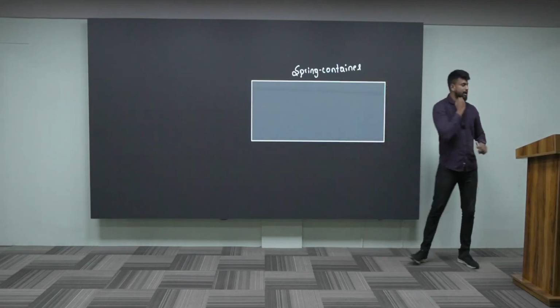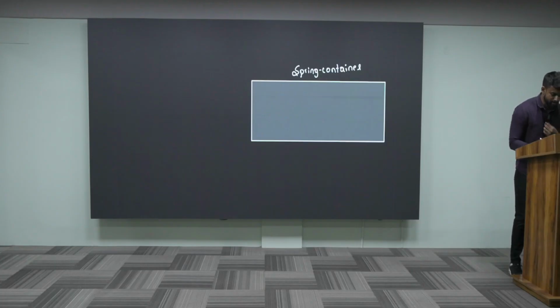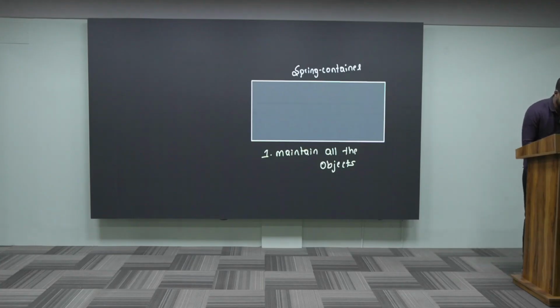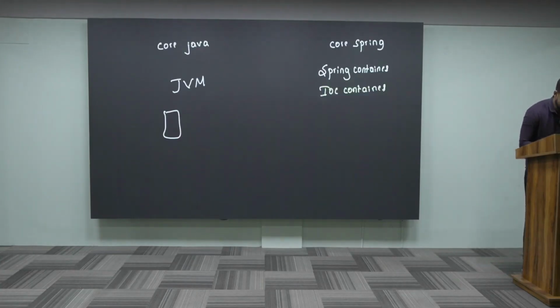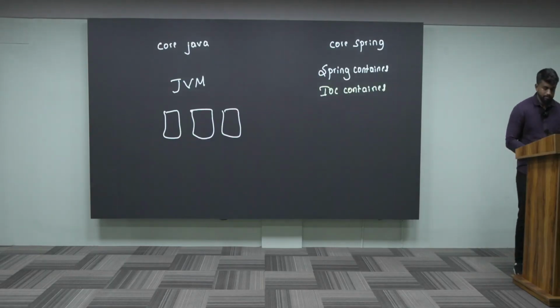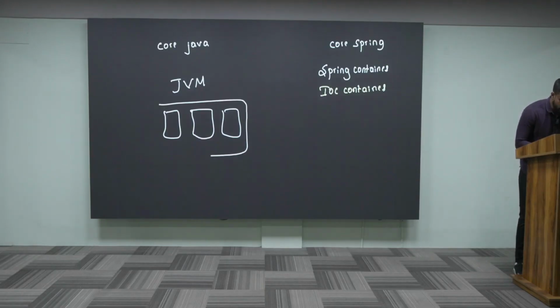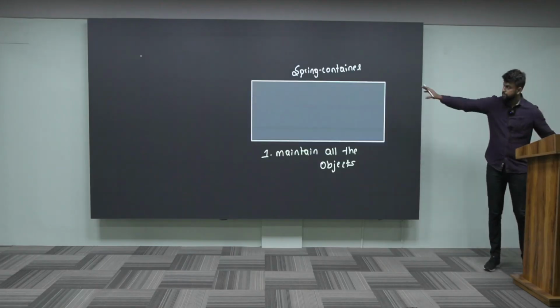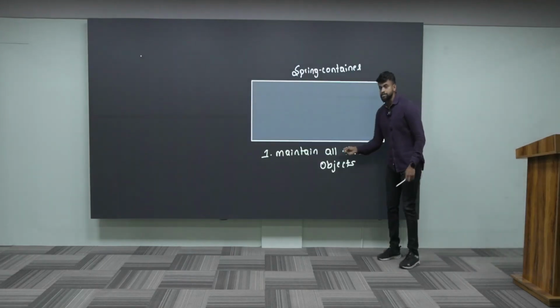Okay, sir. What is his work, sir, if you ask me? Number one, he will maintain all the objects. See, in core Java also, you had a lot of objects there. Objects you have created. Yes or no? Who created all of these objects? JVM only created. Meaning what? Your JVM only maintained all of these objects. That is the meaning. In the same way, in my Spring, there is a Spring Container and his work is to maintain all the objects.